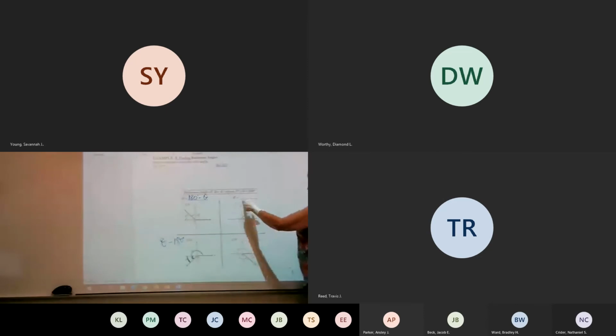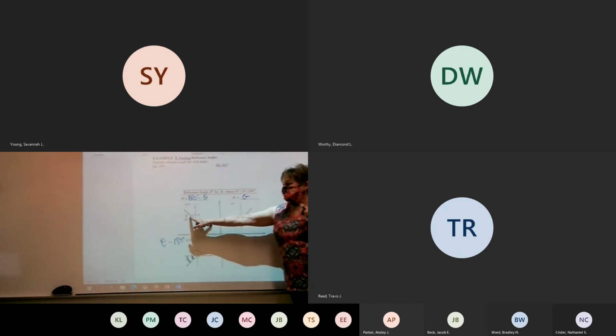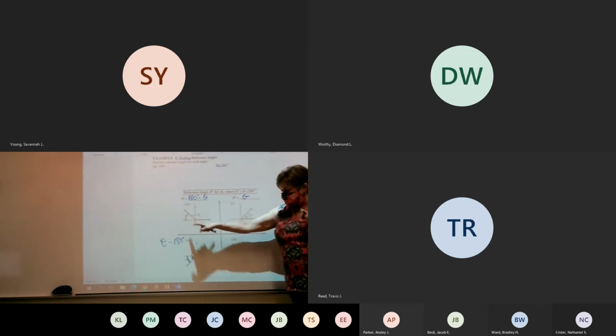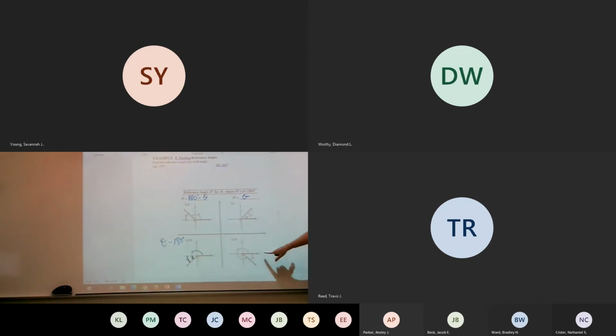So in this one, theta prime is just going to equal theta. In this one, 180 degrees minus theta is going to give us theta prime. Here, theta minus 180 degrees is going to give us this. And in this last one, theta prime is going to equal 360 minus theta.